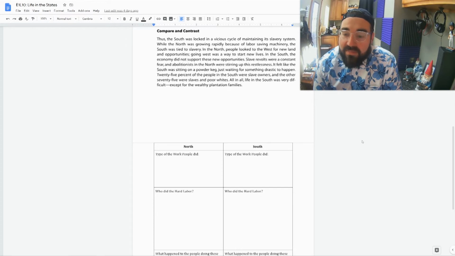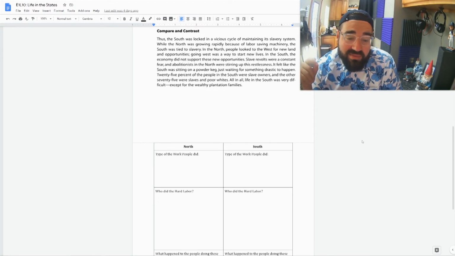In the South, the economy did not support these new opportunities. Slave revolts were a constant fear, and abolitionists in the North were stirring up this restlessness. It felt like the South was sitting in a powder keg, just waiting for something drastic to happen. Powder keg, like TNT, go boom. 25% of the people in the South were slave owners, and the other 75% were slaves and poor whites. All in all, life in the South was very difficult, except for the wealthy plantation families.